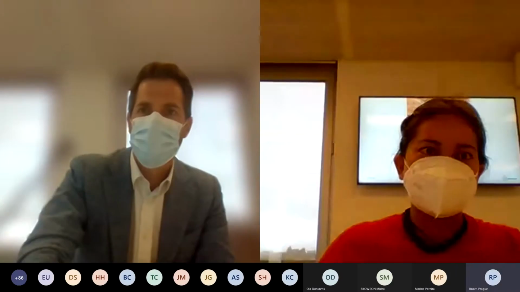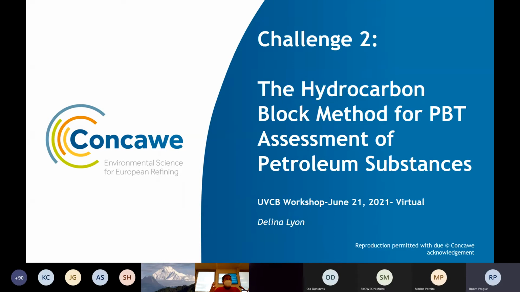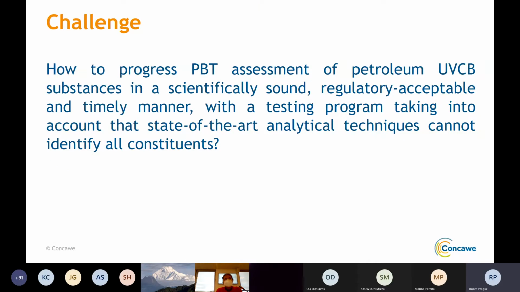And moving into the environmental section. From the first presentation, I think we had given an overview of the challenge that we would have. So I'm going to say that on the Concawe side, we have addressed this challenge by using the hydrocarbon block method for PBT assessment of petroleum substances. So let me just remind you what the challenge was.